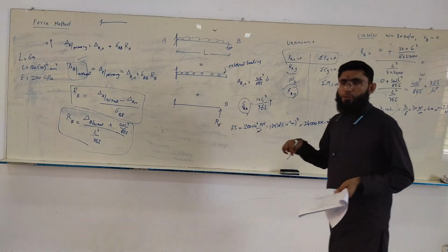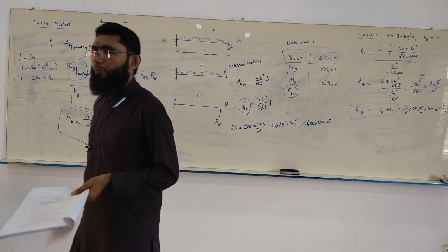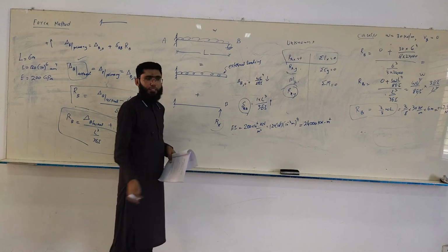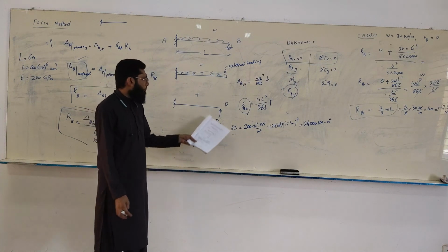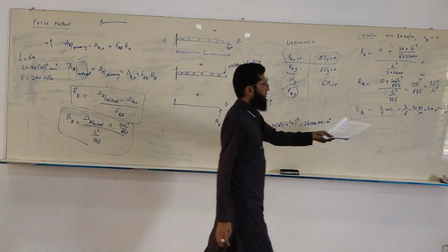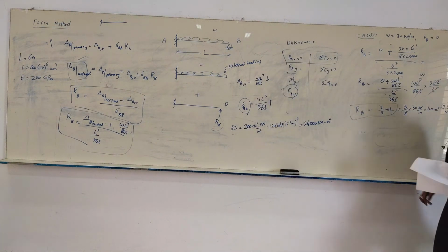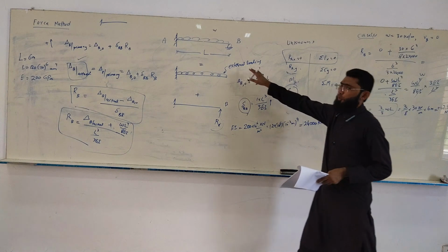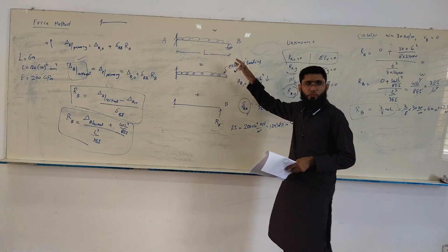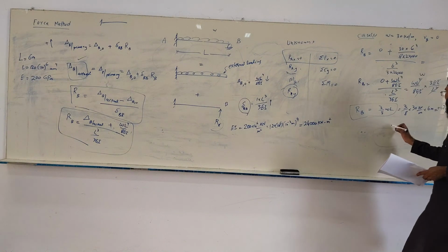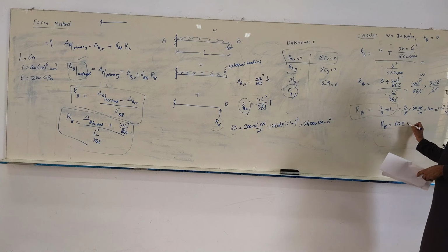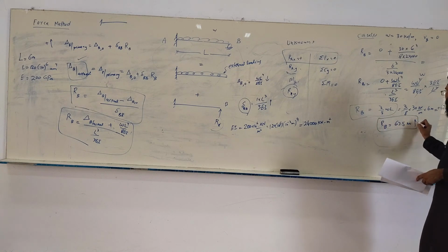I need your attention on this point. Positive answer over here means that what was assumed over here is the right direction. We assumed it upward. So a positive sign means it is actually upward. And you can imagine it should be upward because this is what you expect from the support, upward direction. So now RB is known. So RB is 67.5 kilonewton upward.